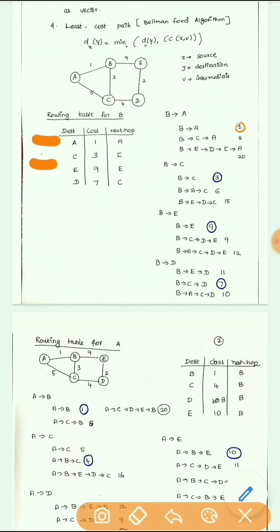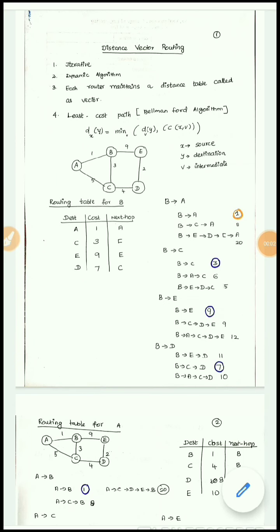Then go for next destination E. So now we are going to write all possible combinations of path from the source B to the destination E. B to E, one path with cost of 9. B to C, C to D and D to E, the cost is 9. B to A to C and C to D and D to E, the cost is 12. So these three costs are available. Out of these three costs, the minimum cost is 9, but you have two paths that hold a minimum cost of 9. So in this scenario, which path will be chosen?